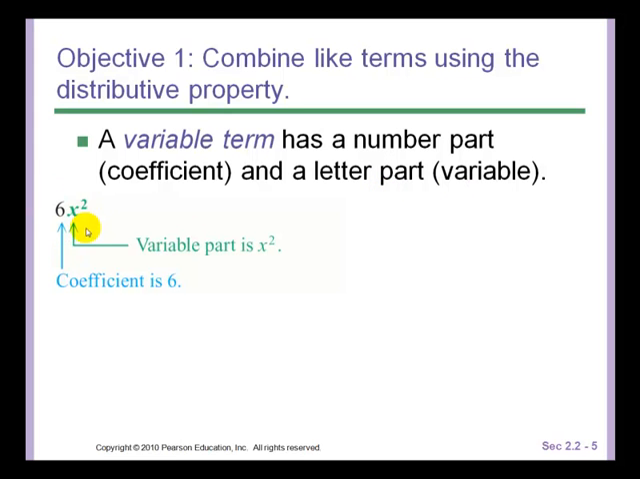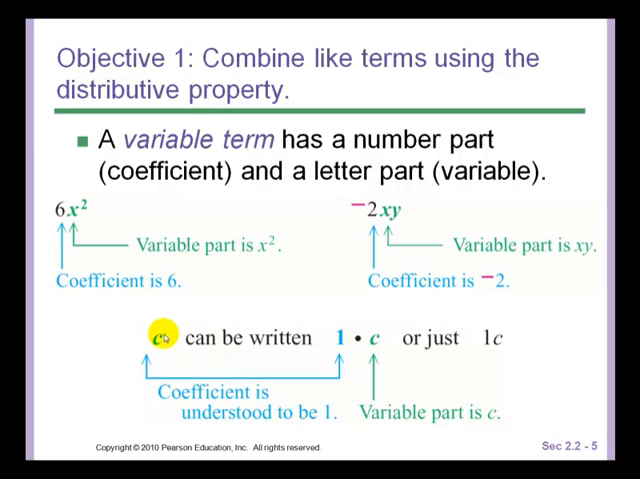Here is a variable term. This is a single term. The reason this is a single term is because you are multiplying the 6 and the x squared. There is no plus sign. The 6 is considered the coefficient. The x squared is the variable part. Here is another term. Again, this is one term. It has a single coefficient of negative 2, and the variable part is xy. There is only one coefficient, just this number up here. This is only one term.